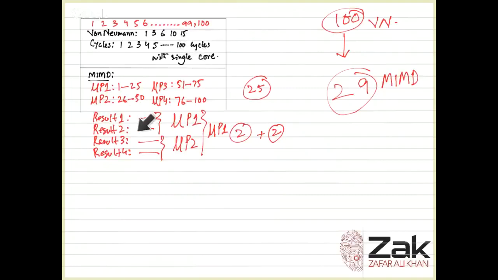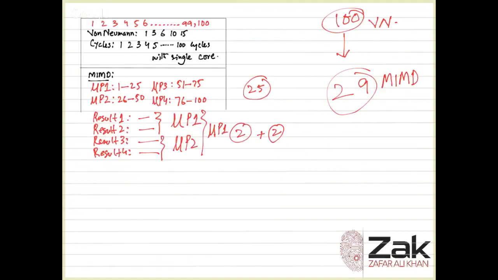Let's say I have got 4 processors. This is multiple instructions, multiple data. My scheduler will take 1 to 25, give it to one core, 26 to 50 to another core, 51 to 75 to another core, 76 to 100 to another core. Now your work has got reduced by 1/4 automatically because you have got how many cores? 4.